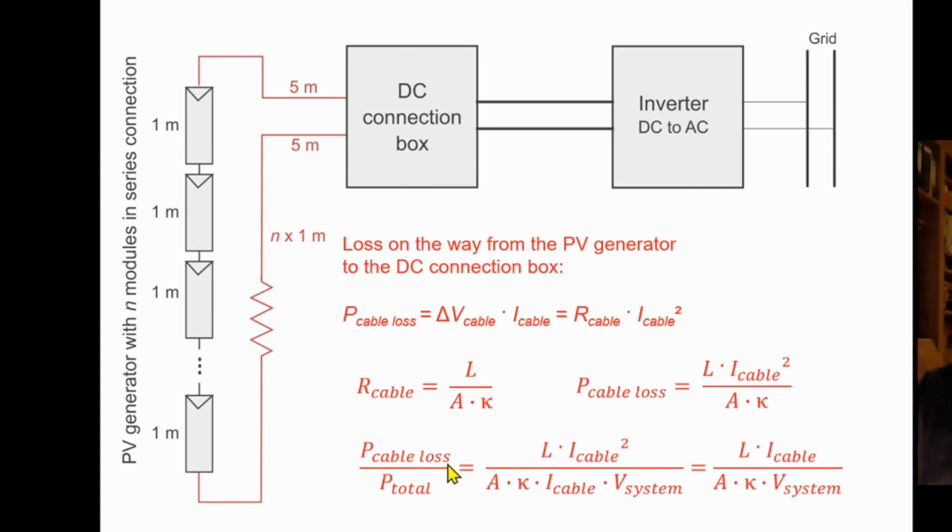And if we put it in relative terms, the cable loss divided by the total power, we have this formula. Additionally, the system voltage times the I cable is our system power. This gets eliminated here, so we have just L times I cable divided by A times kappa times system voltage.